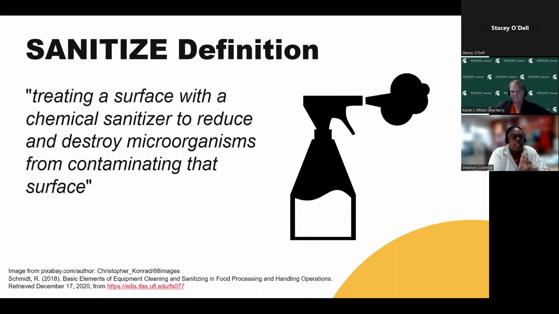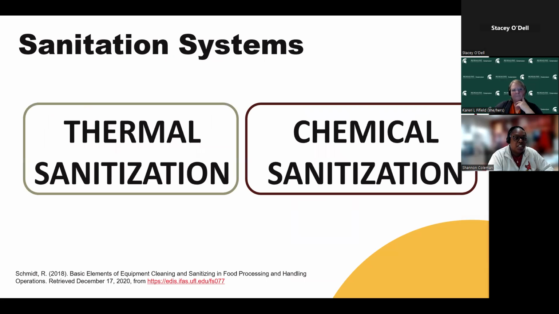After appropriately cleaning surfaces and equipment, it is now time to sanitize. So the definition of sanitizing is to treat the surface with a chemical sanitizer to reduce or destroy microorganisms contaminating the surface. Your food contact surface cannot be considered sanitized until it has been adequately cleaned. A chemical sanitizer will not work on a dirty surface. It will just attach to the dirt.